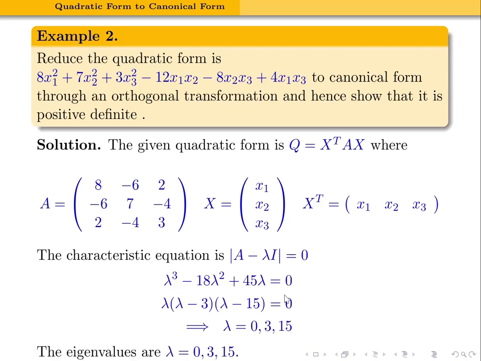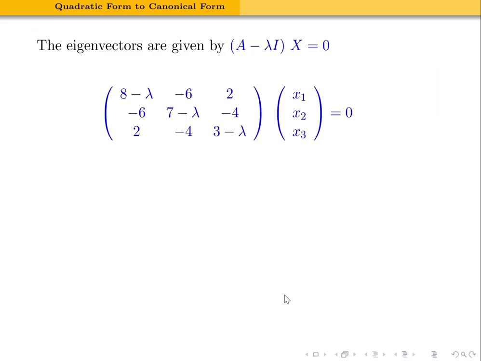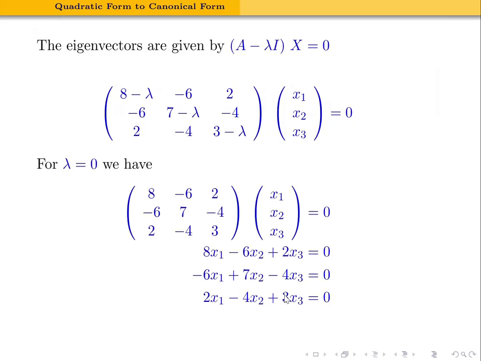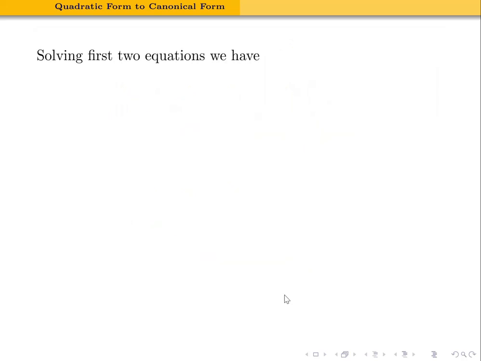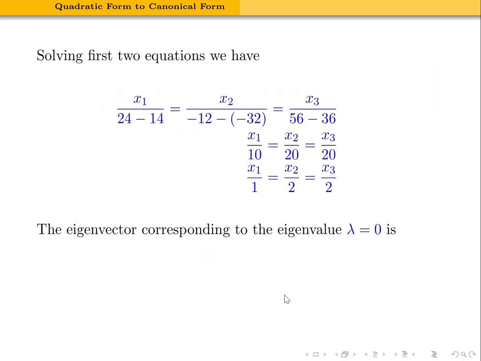Therefore we want to find the eigenvectors. The general form is (A minus lambda I) X = 0. Replace A and I and simplify, we will get this. Now we replace the three eigenvalues and we will get three eigenvectors. For lambda = 0, we will get three equations. By the cross ratio method we solve the first two equations. We will get the eigenvector 1, 2, 2.